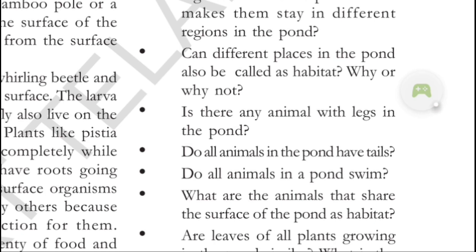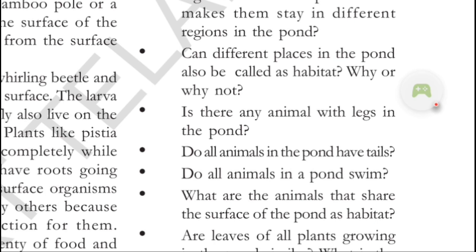Next, do all animals in the pond swim? Yes. That is the living place of them, they just simply stay in the water and they don't need to swim like human beings. They don't need to learn swimming like human beings. We swim in water after learning, right? The animals don't learn. That is the place of their living. Students, like that we can understand.